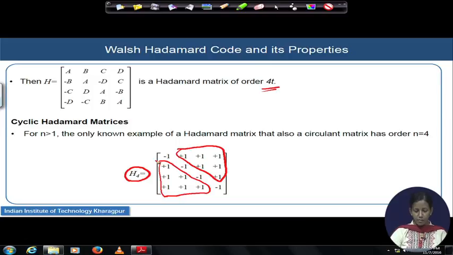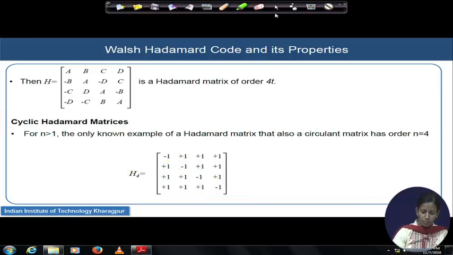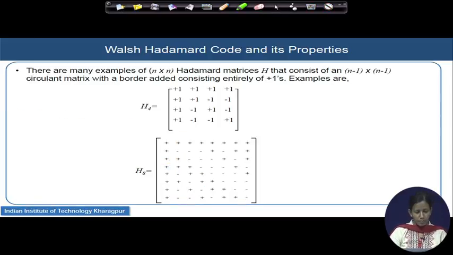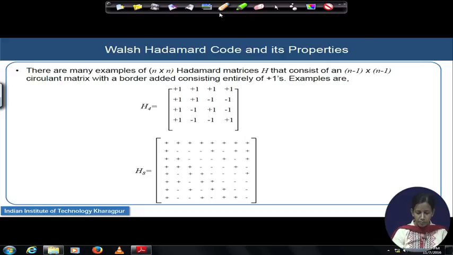Okay. So, this is the way the symmetric property holds good, and that is why we are also calling it a circulant matrix, and it has an order n equal to 4. There are many examples of these n cross n Hadamard matrices H that consist of an n minus 1 cross n minus 1 circulant matrix. See, here is an example.